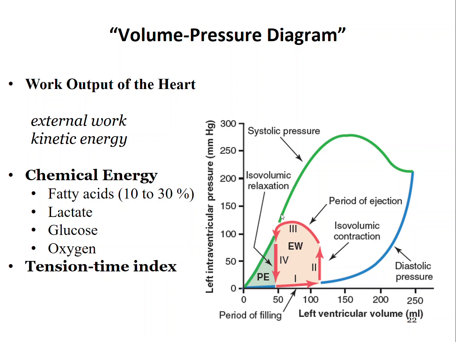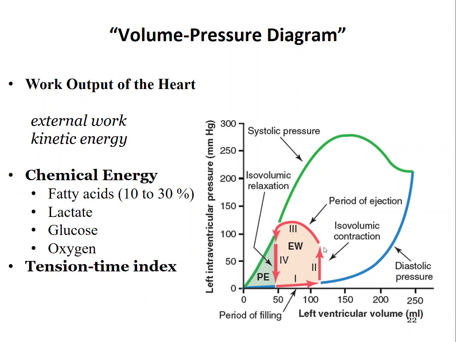Here in this diagram, you can notice the external work that is done by the heart during the cardiac cycle. Here we have the period of filling, which is during the diastole. The volume is increased and the pressure is not increasing. Then we have an isovolumic contraction. The pressure is increasing very fast, but the volume is not changing. Then we have the period of ejection. The pressure will increase and the volume will decrease inside the heart. Then we go back to the isovolumic relaxation, in which the pressure is falling, but the volume is not changing.